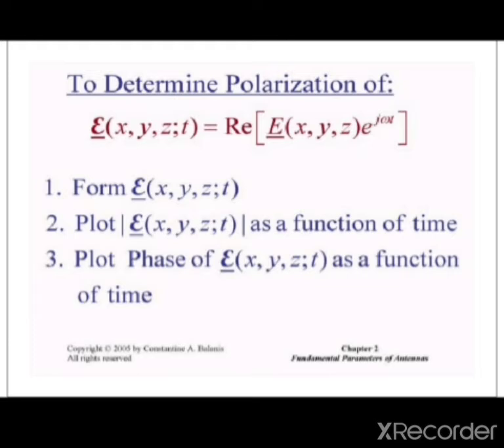E of x, y, z, t: just take the real term of the electric field E of x, y, z times e power j omega t. Plot E of x, y, z and t as a function of time, and here plot the phase as a function of time also. This is the modulus, that is the amplitude. It is a phase; both will be functions of time.